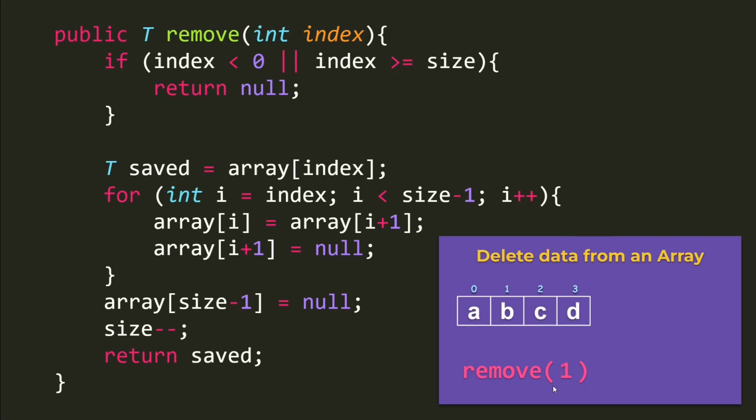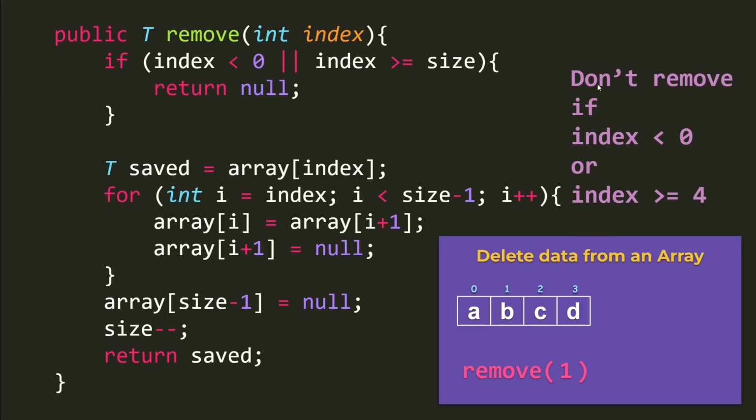How about remove at index 1? Well, let's check this if statement first. Index is positive, so it's okay. How about index is greater than or equal to size? Well, the index is 1 and size is 4 because there are 4 letters. So this is not true. It will go to this line here.